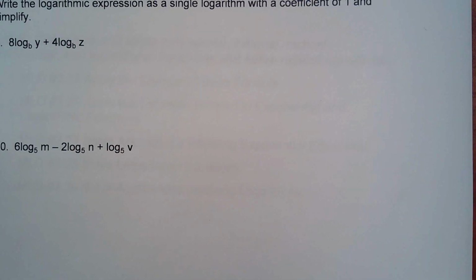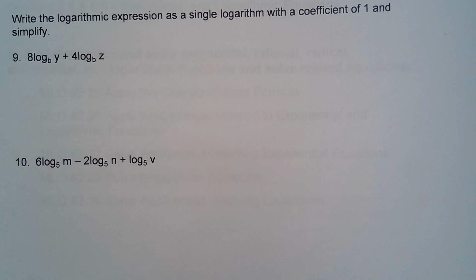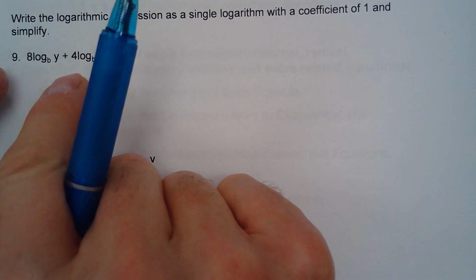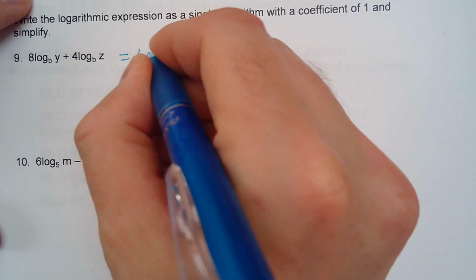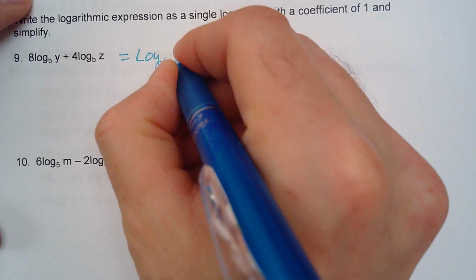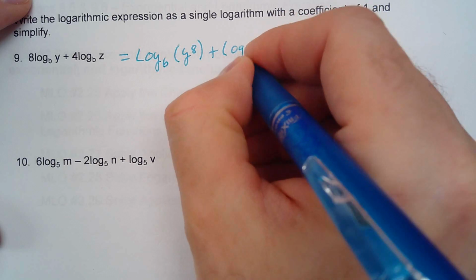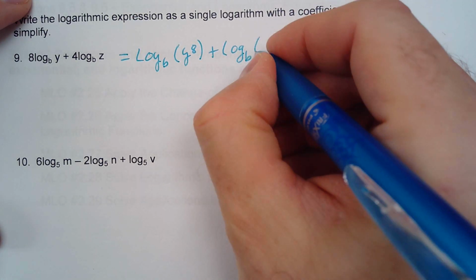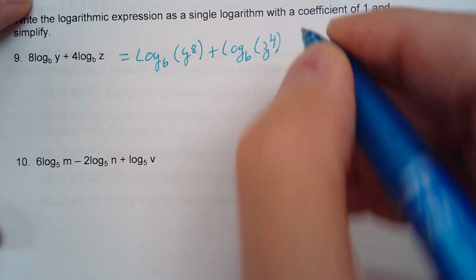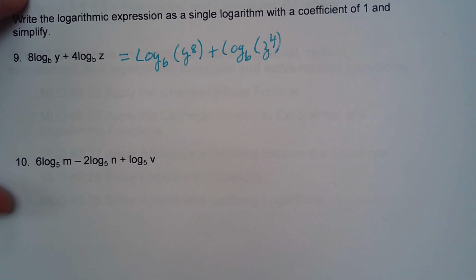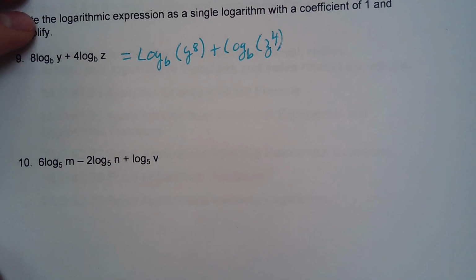And let's go to the next page. And so now we're going backwards. So I'm going to bring the 8 and the 4 up as powers. And since I have addition, I'm going to rewrite that as a product.